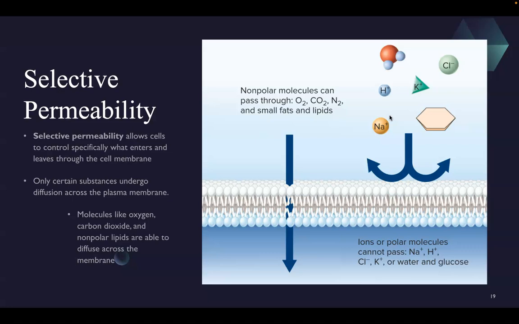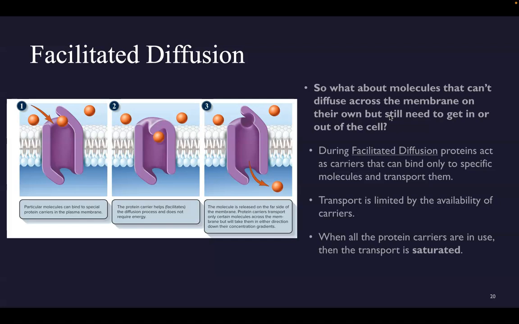But how are we going to get the other stuff through? It could be with facilitated diffusion. In some instances, molecules that can't diffuse across the membrane can do it with help. And during facilitated diffusion, proteins act as carriers that can bind only to specific molecules and transport them. Transport is going to be limited by the availability of the carriers. And when all the protein carriers are in use, that means that the transport is saturated. No more transport can happen because we have a specific number of carriers and they're all busy. Saturated. That is when transport is saturated.